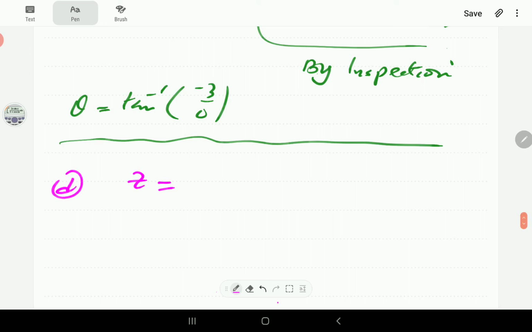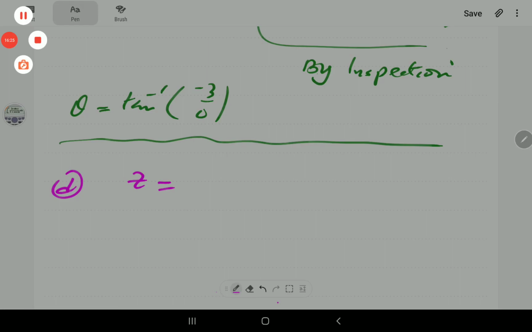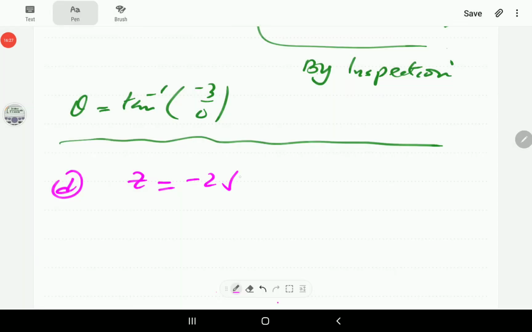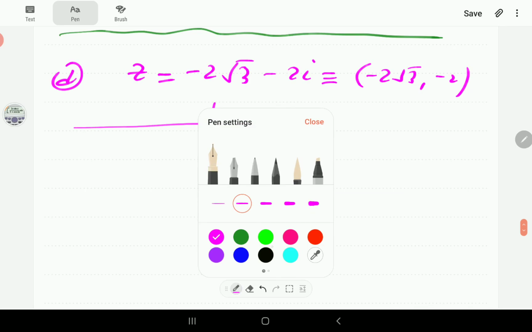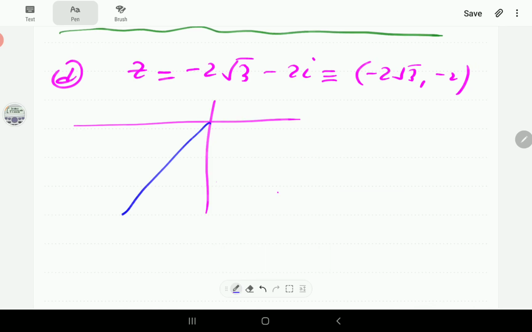Okay, for D, we have z equals negative 2 root 3 minus 2i. So this time the x is negative 2 root 3, the y is negative 2. So this is a complex number in the third quadrant. So we're going to have this situation, negative 2 root 3 here, negative 2 here. Again, we can do theta this way or that way. But let's start with r.